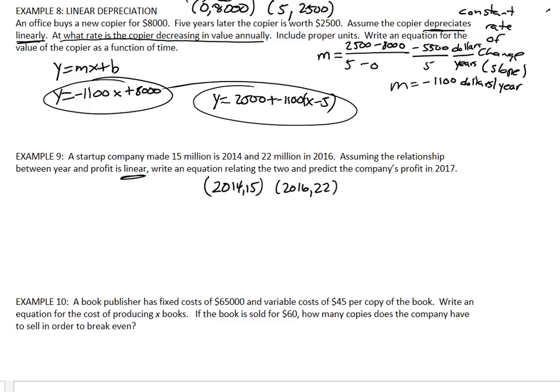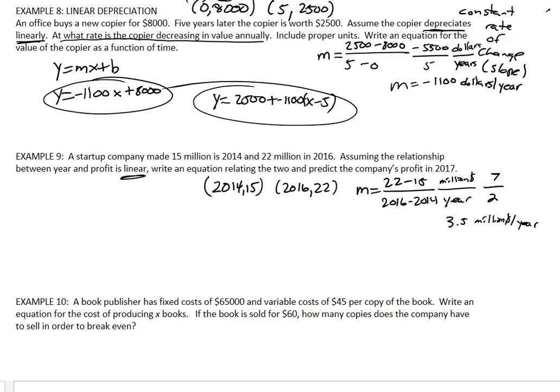So my slope would be 22 minus 15, and then 2016 minus 2014. This is millions of dollars, and this is year. So that would be 7 over 2, so $3.5 million per year is our slope. That's our rate of change, how it's changing.